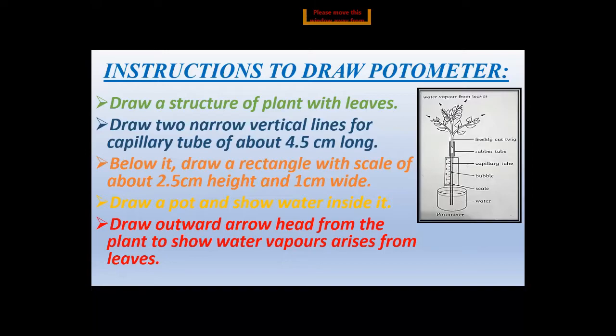Draw outward arrowheads from the plant to show water vapor arising from the leaf. As you observe, these arrowheads show that water is evaporated from the plant by the process of transpiration, right? This photometer will help us to measure the rate of transpiration. As the water is evaporated, the water from the pot is also absorbed by the plant.